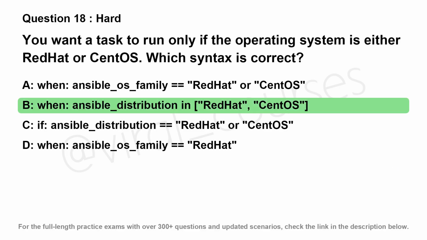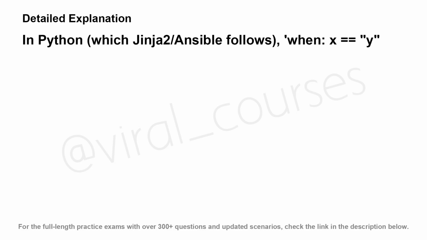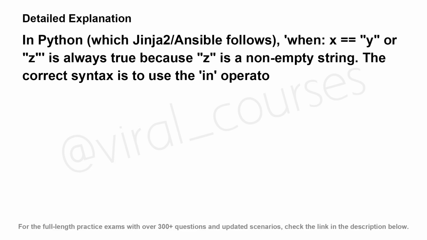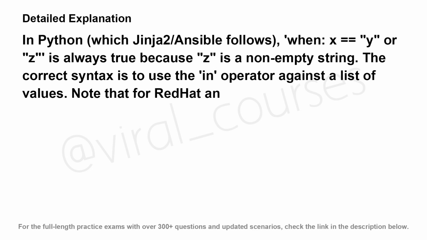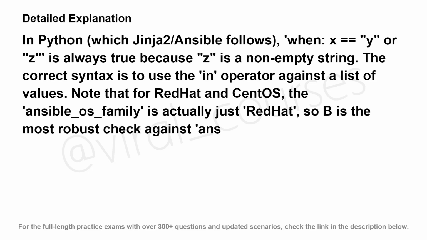The correct answer is B. In Python, which Jinja2 and Ansible follow, x == y or z is always true because z is a non-empty string. The correct syntax is to use the in operator against a list of values. Note that for Red Hat and CentOS, the ansible_os_family is actually just RedHat. So B is the most robust check against ansible_distribution.